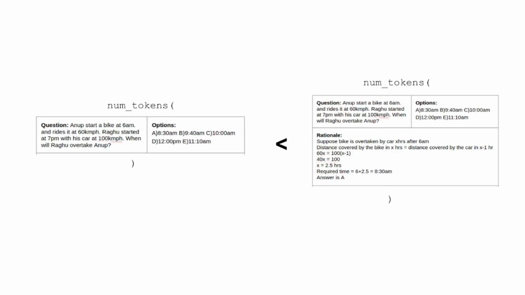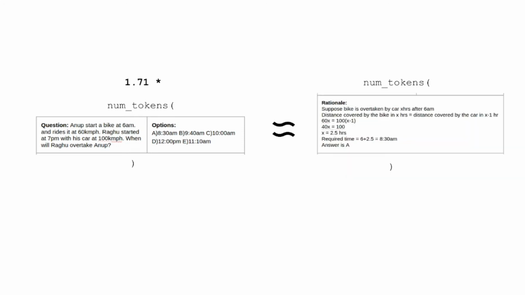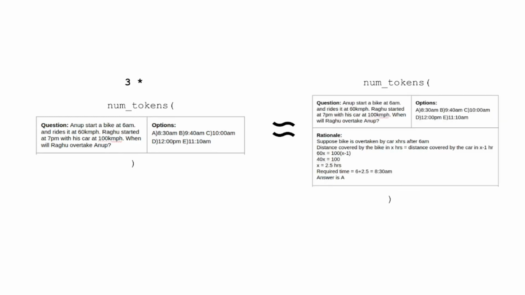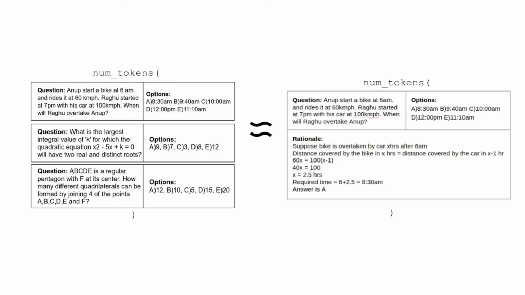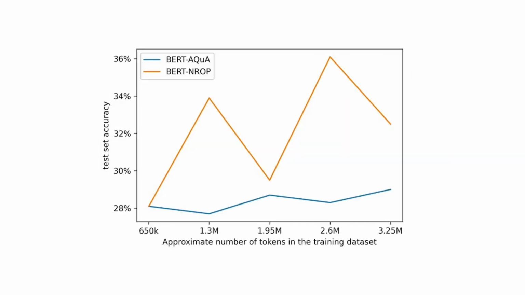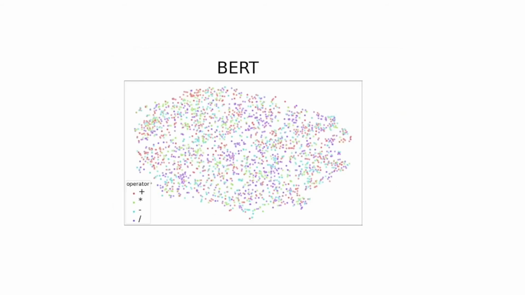To make a fair comparison between the 2 models, we first measured that rationales contain, on average, around 2 times more tokens than questions. Therefore, we need 3 times more data points for BERT Aqua than for BERT AQuA-RAT. We created pairs of samples with rationales and without rationales with similar numbers of tokens and compared the score. The results show that rationale tokens were utilized much better than question tokens, and that they are indeed qualitatively better for learning mathematical skills. Further investigation of the models revealed other observations.